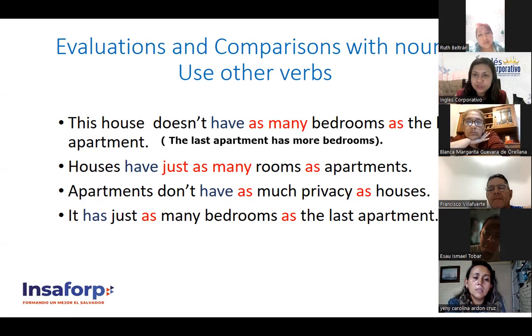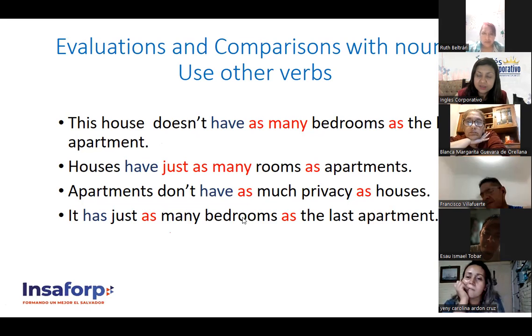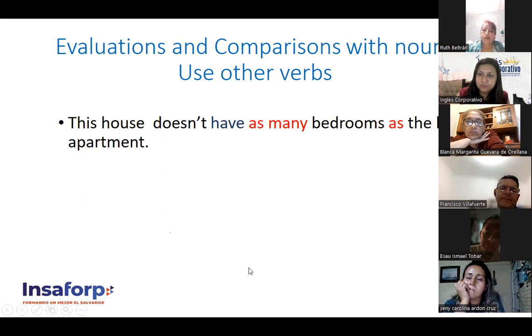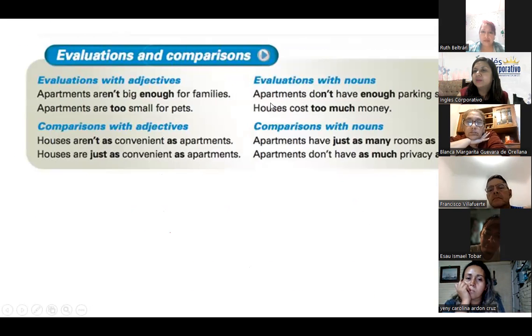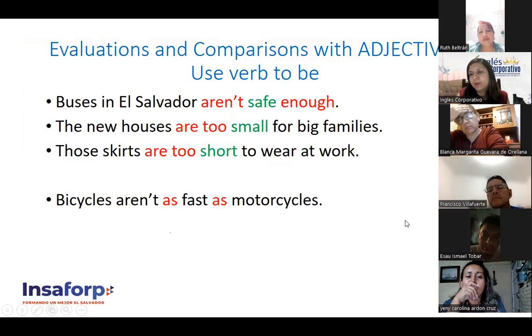And in the previous slide, we had the examples, right? Apartments don't have enough parking spaces. Houses cost too much. We can use too much and not enough. And to make an evaluation and to make a comparison, this expression, just as many as, just as much as. Okay.